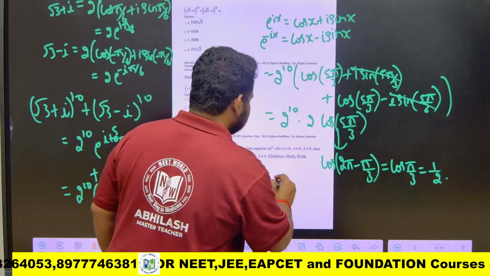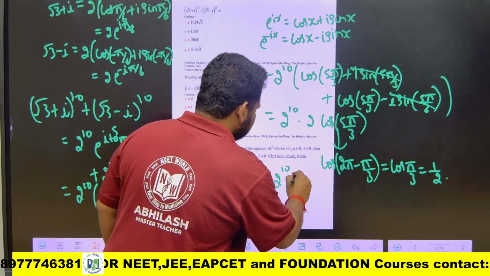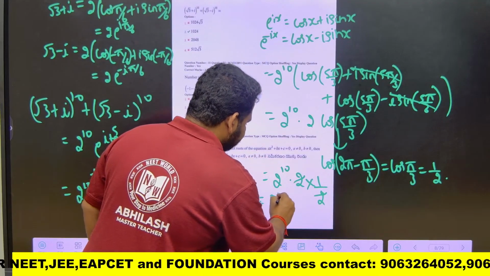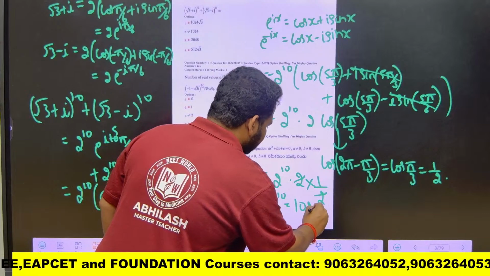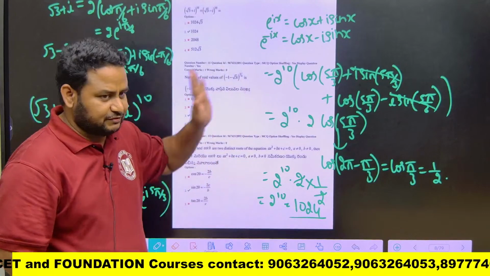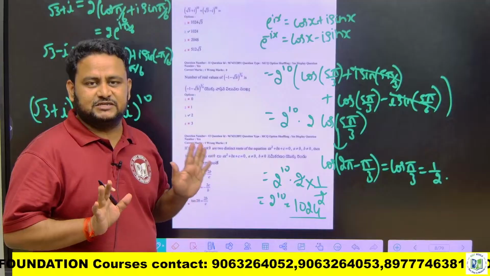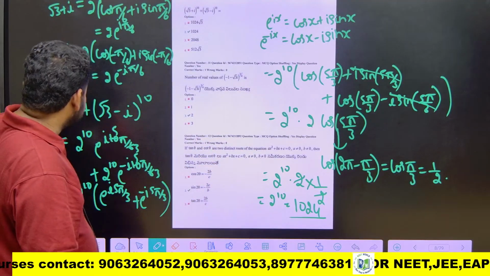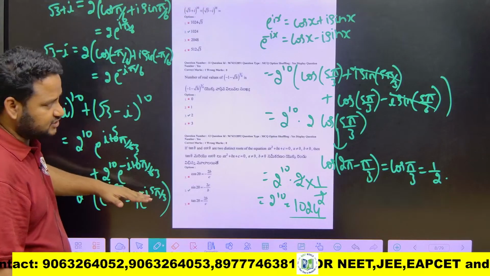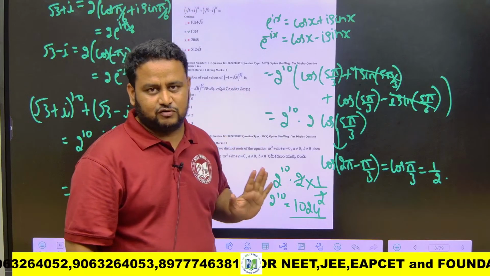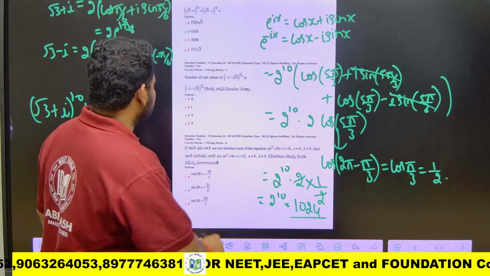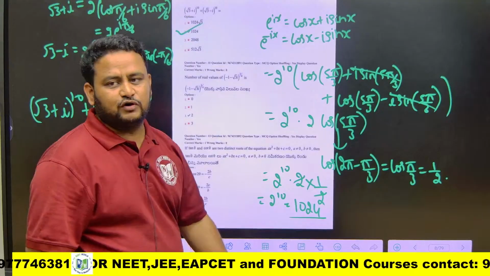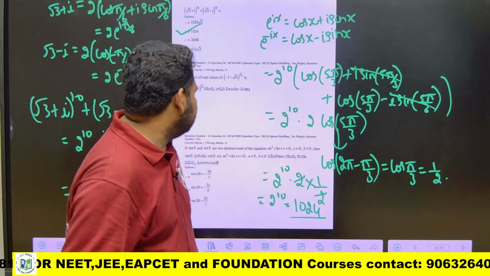So if I put it here, this will become 2 power 10 into 2 into 1 by 2. The 2 cancels, and I will have 2 power 10 itself, which is equal to 1024. I have given this much detailed explanation because you have to understand each and everything. If you have understood these things, you can directly write these steps and bring it to this form. Clear? So the answer is 1024, which is option 2. 1024 is the correct option, friends.